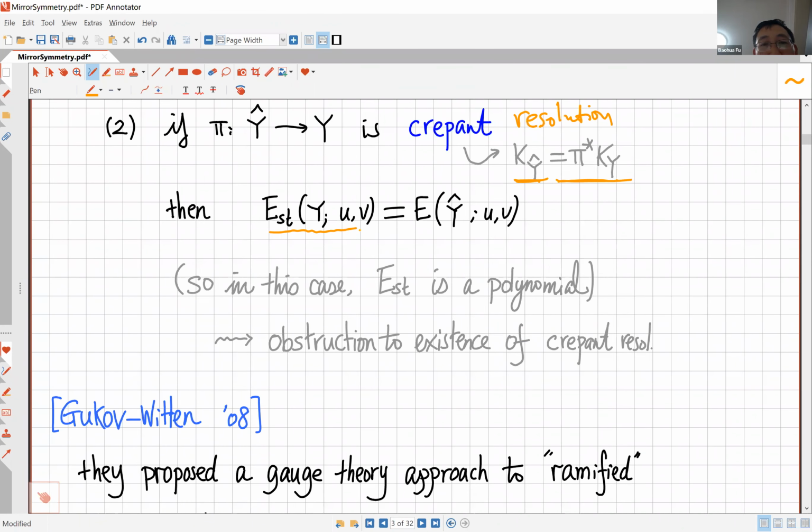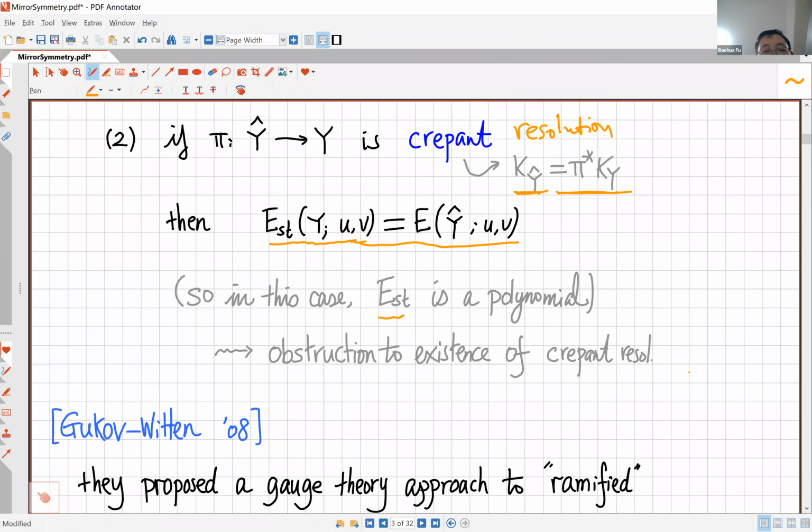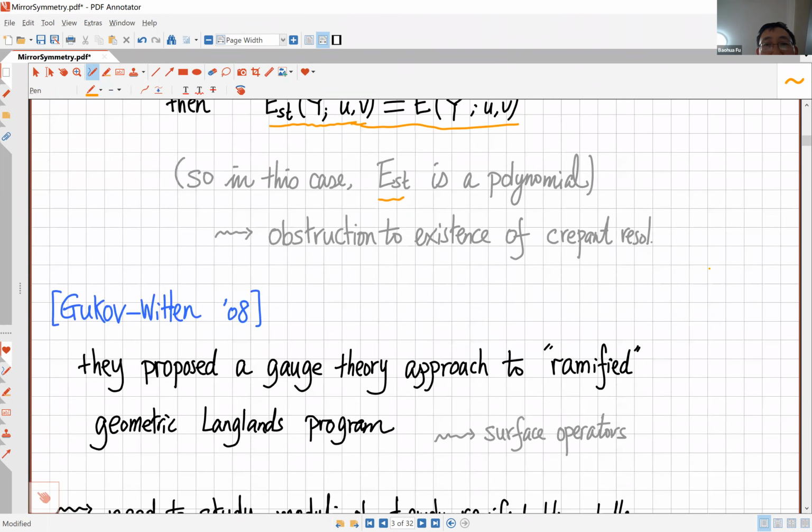So this term gives the stringy E-functional of Y is just the usual E-functional of this Y hat, this crepant resolution. So in particular, in this case, the stringy E-functional is a polynomial. It's not only a functional, but it's a polynomial. And also this can be used to detect the non-existence of crepant resolutions. So this is the motivation in a classical setting.